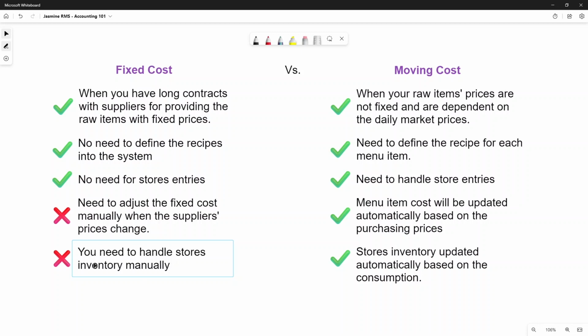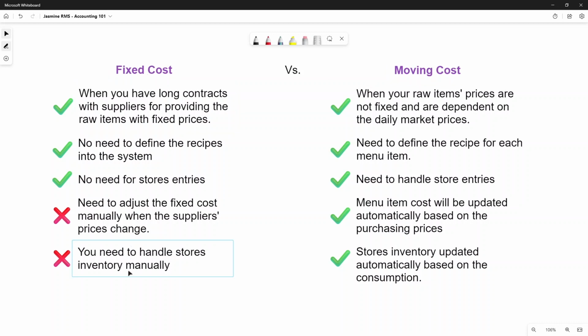We don't have any system generated reports for the stores because we are using the fixed cost scenario. So we have to handle the store inventory manually using paper forms, using books, and rely directly on the storekeeper or the purchasing officer. So that was the difference between the fixed cost scenario and the moving cost scenario, and how it will affect our work in the restaurant.